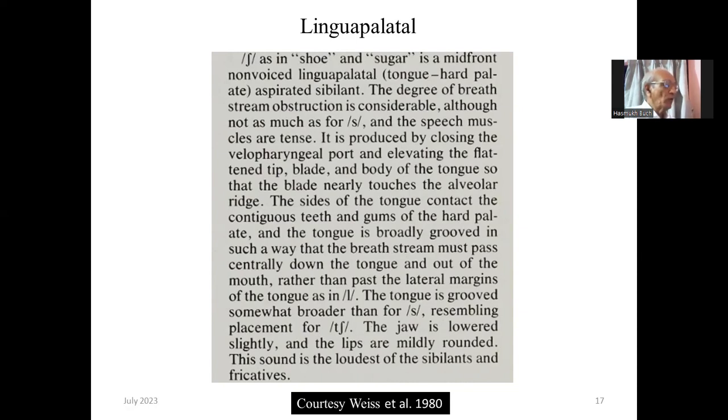The tongue is grooved somewhat broader than for S, resembling placement for, again, a symbol is there. The jaw is lowered slightly and the lips are mildly rounded. This sound is the loudest of the sibilants and fricatives. You will find out what this symbol stands for. Is it chaw? You just find it out. Actually, there is a series, and I come to that a little later.